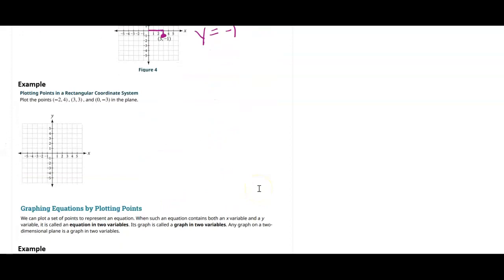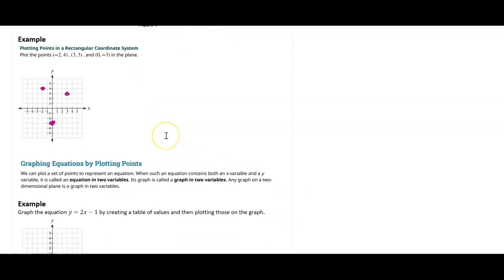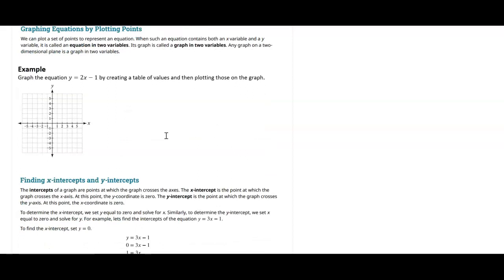Let's look at a couple more points. So if I want to graph the point (-2, 4), then that means x equals -2 and y equals 4. If I want to plot the point (3, 3), that means x equals 3 and y equals 3. If I want to plot the point (0, -3), then I would not move on my x-axis and I would just move down 3.